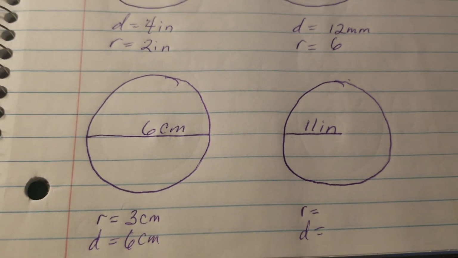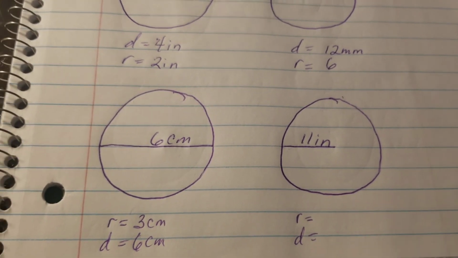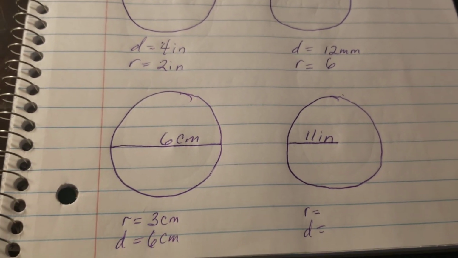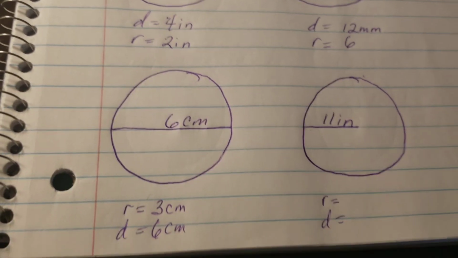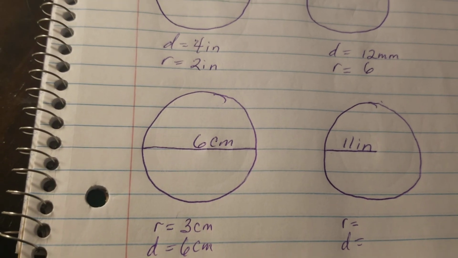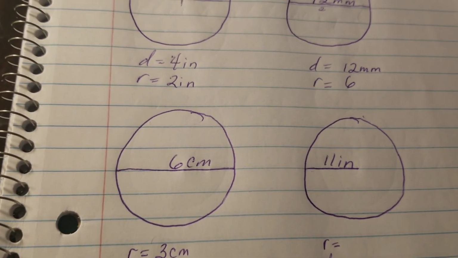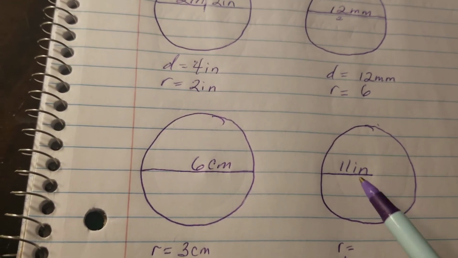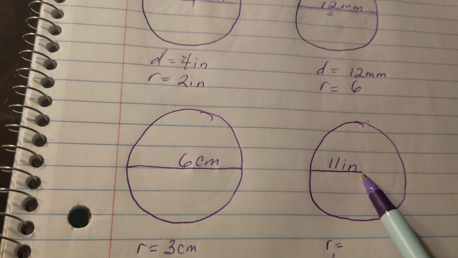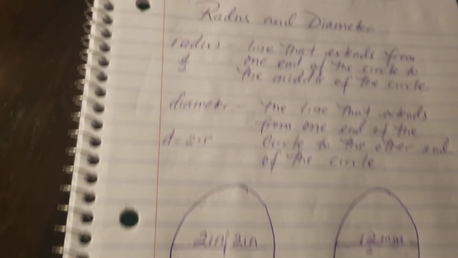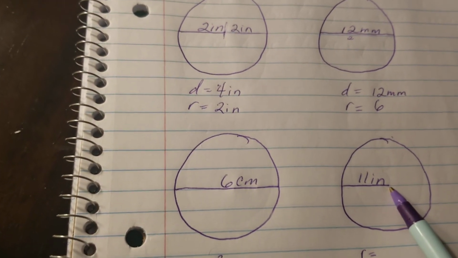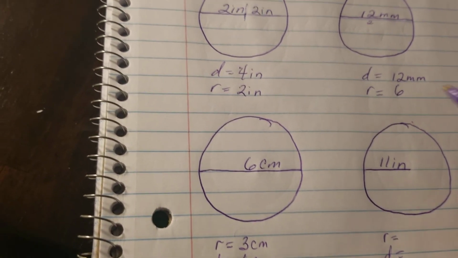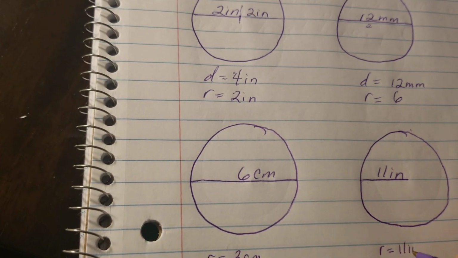Okay, so again, the circle gave me a number already. It either gave me the radius or it gave me the diameter. And because I know that the line that extends from one end of the circle to the middle of the circle is my radius, I know the radius has already been given to me. My radius is 11 inches.